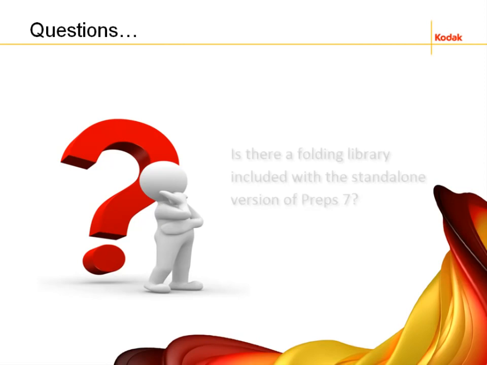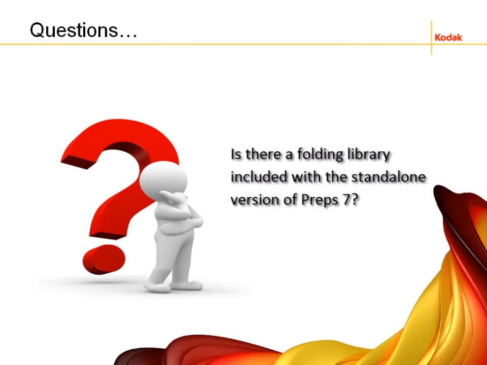No, my fault. Is there a folding library included with the standalone version of PREPS 7? Absolutely. So the JDF fold pattern library is included. It has been included since PREPS 6. It is all based on the JDF fold pattern library. Again, as I mentioned, in PREPS 6.2, 6.2.1, we allowed you to start creating your own custom fold pattern, so it allows you to define your own and add to that list should you not find the results you're looking for. And it continues with 7.